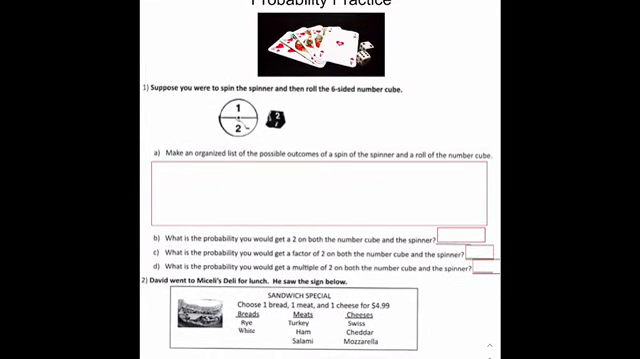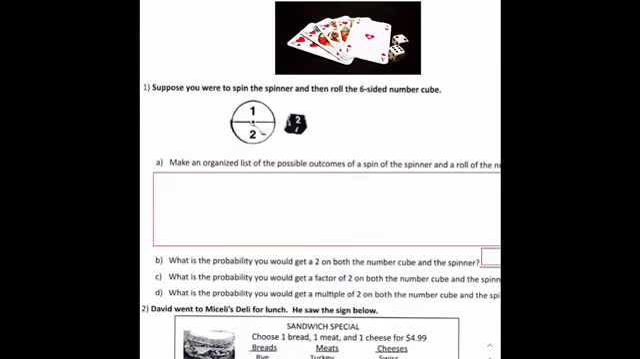So let's look at first question. Suppose you were to spin the spinner and then roll the six-sided number cube. Make an organized list of the possible outcomes of a spin of the spinner and a roll of the number cube. The possible outcomes for the spinner would be 1 and 2, and then the possible outcomes for the six-sided number cube would be 1, 2, 3, 4, 5, and 6.